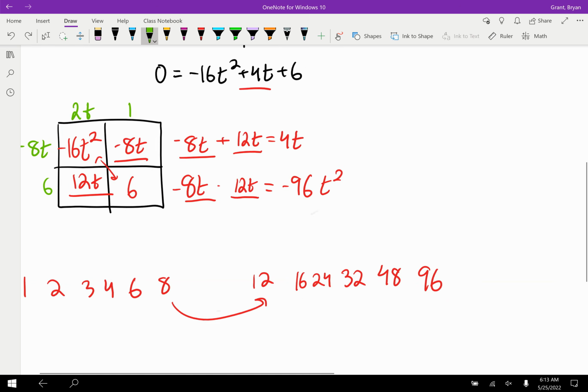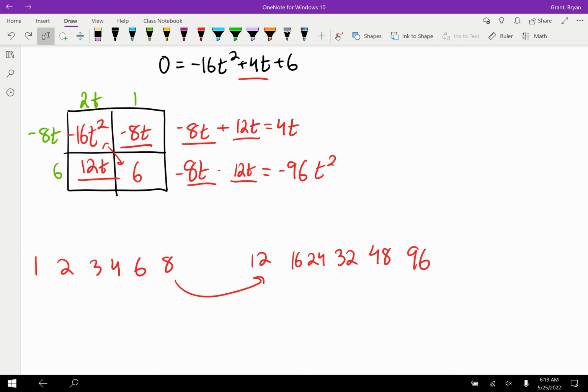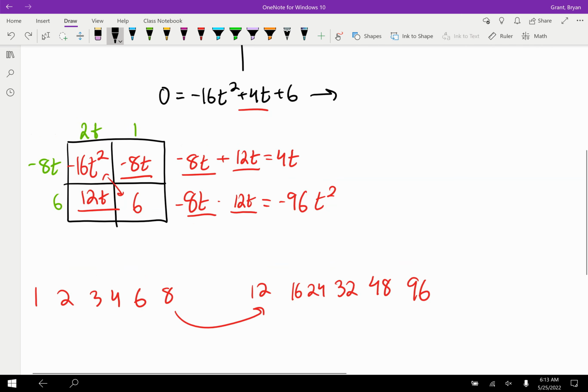What have we done? Well, we put our equation into factored form. So my factored form, and we're going to just look at it over here, is negative 8t plus 6 and 2t plus 1 still equal to 0. The reason that we had to use the box here is because there were two different types of t's.